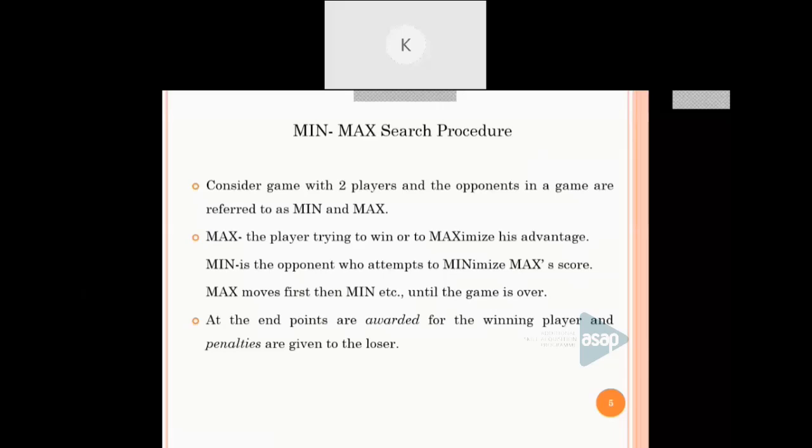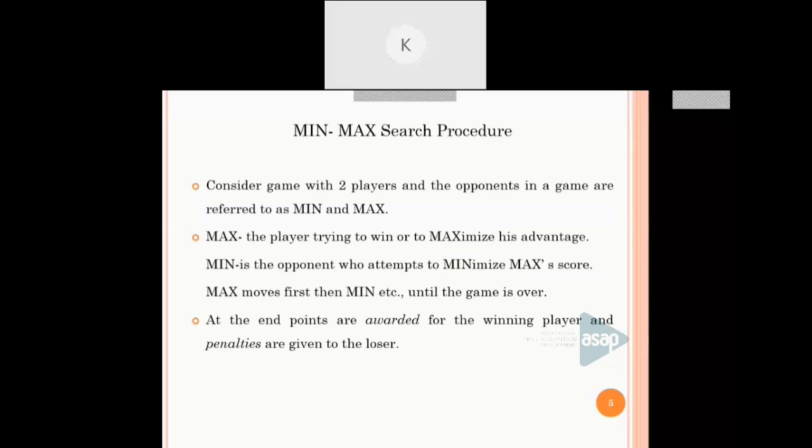Now let us enter into our topic, the min-max search procedure. This min-max search procedure is a search algorithm designed for a two-player game. Here we have two players, min and max. Player 1 is called max, player 2 is called min. In this min-max search procedure, max always gets the first chance.